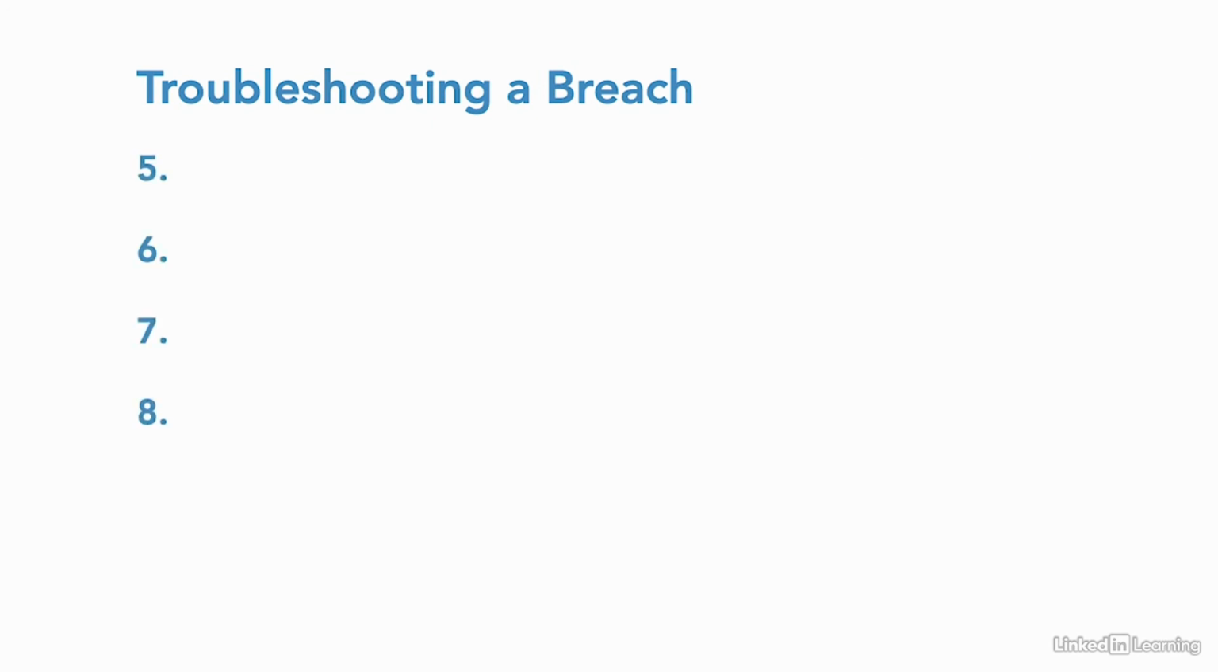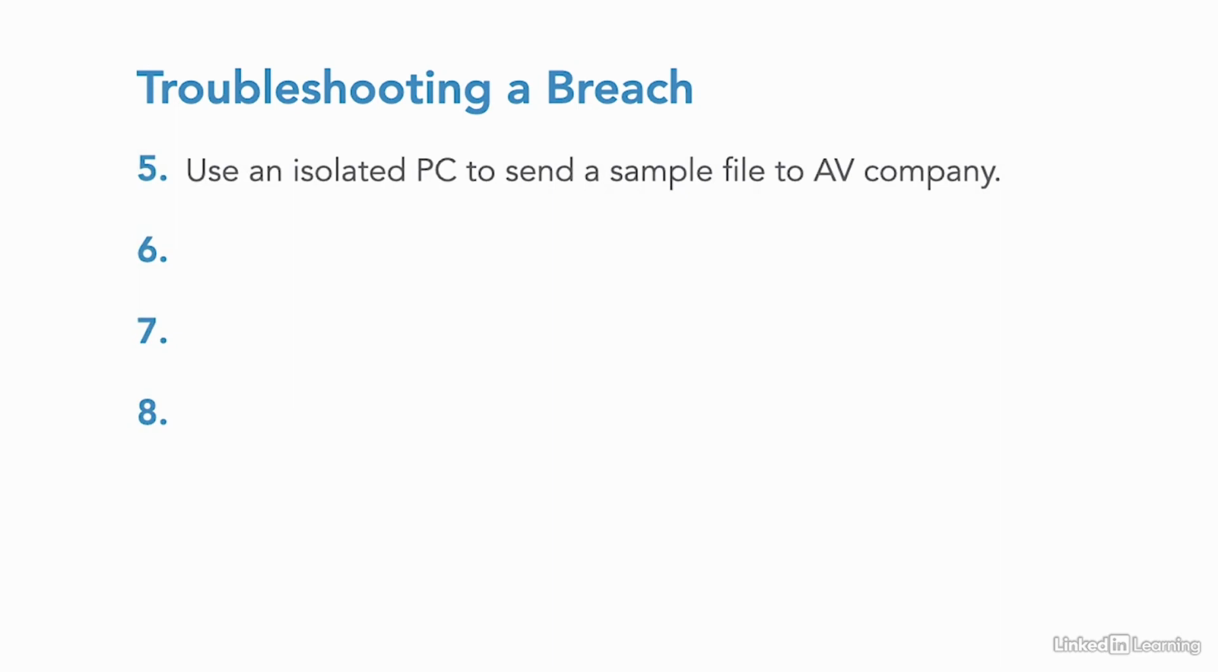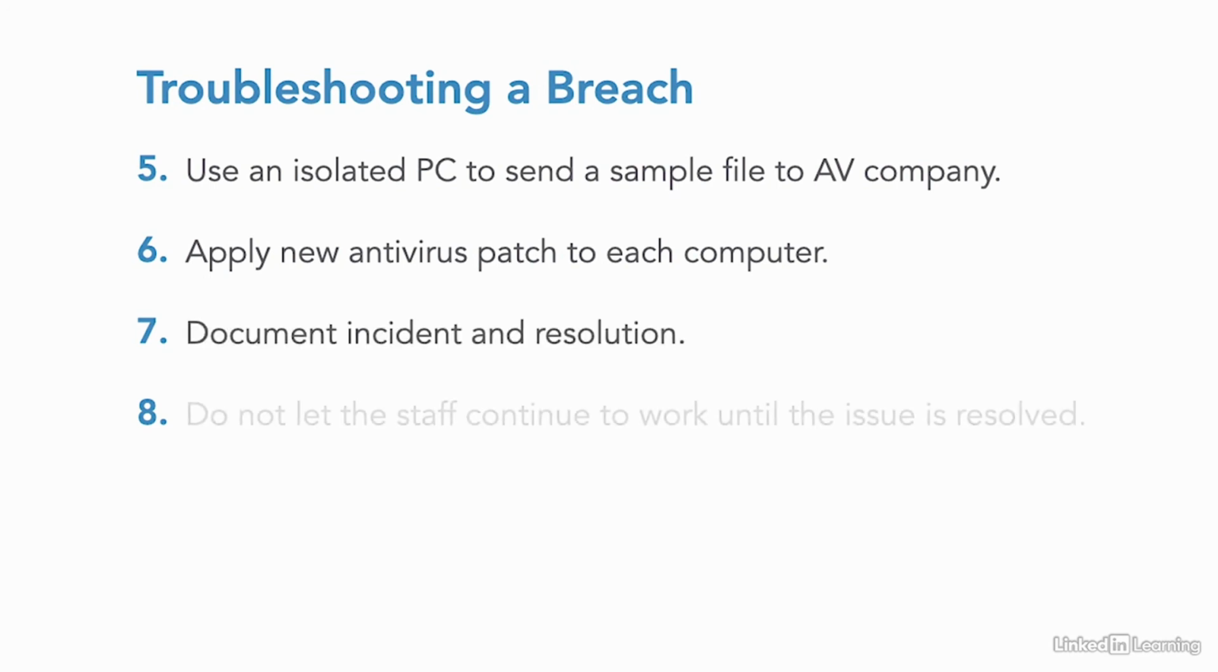The next step is going to be to use an isolated PC to send a sample file to the AV company. If it got through your anti-malware program, it means that there's no signature file to delete that virus. So you're going to want to isolate a PC and send a sample file off to them. And you're going to want to apply a new antivirus patch once they send you an antivirus signature to go with it. And of course, at the very end, once this is all done, you want to document the incident and the resolution, so the next time this happens in the future, you can get through it much more quickly.